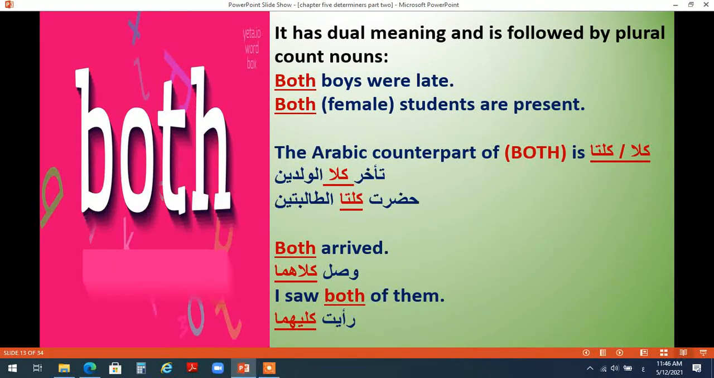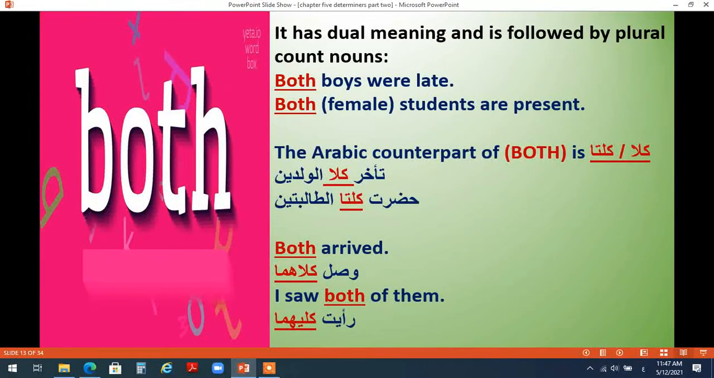Both arrived. لاحظوا هنا ليس لدينا اسم أتى بعد كلمة both، فقط استخدمنا both لوحدها. فحين نترجمها إن كان يشير إلى المثنى المذكر فنستخدم وصل كلاهما، أو وصلت كلتاهما إن كانت الإشارة إلى مثنى مؤنث.